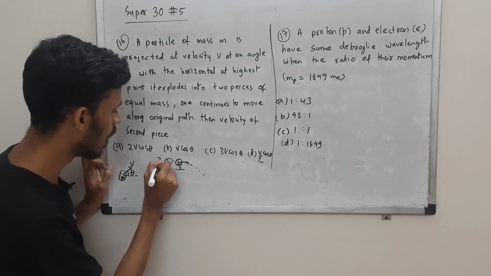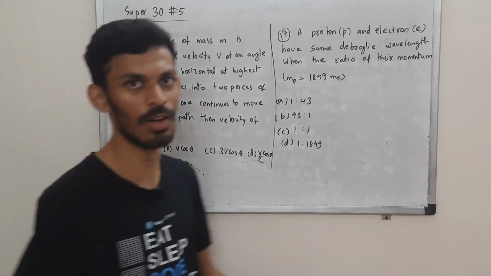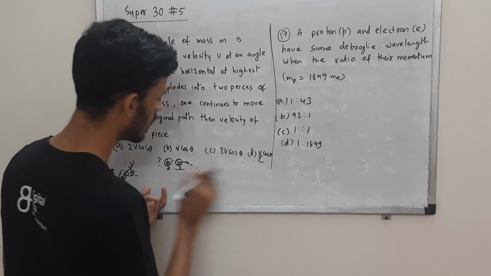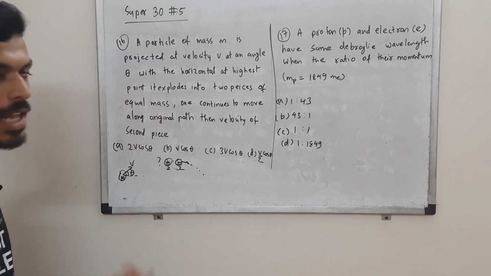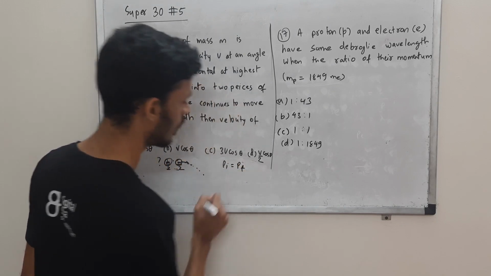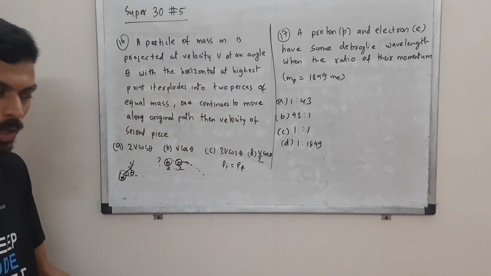What will happen to m2? What is the velocity of m2, or m by 2, the other piece? One piece continues along the same motion. What will happen to the other piece? So we just have to equate the momentum, initial and final, because explosion is due to internal forces.